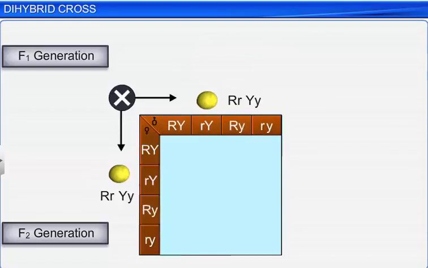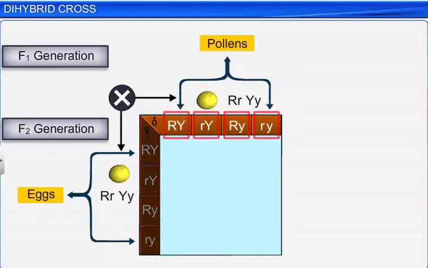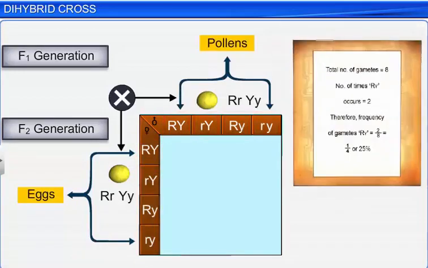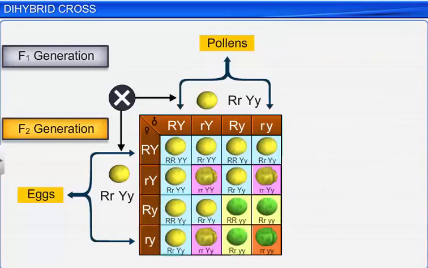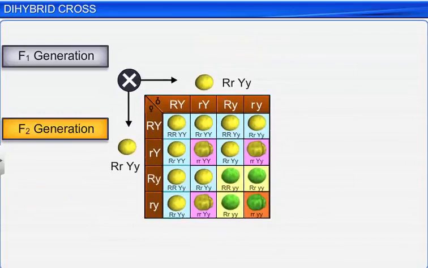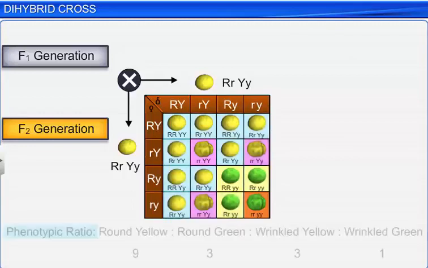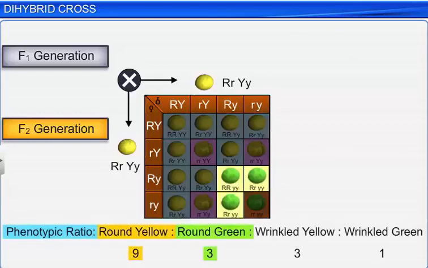In other words, there are four types of eggs and four types of pollen. And as you can see, the frequency of these gametes is 25% or 1/4 of the total number of gametes produced. Now, the allelic composition of the zygotes of the F2 plants can be easily obtained using the Punnett square as shown. As you already saw, there are four different types of phenotypes formed, and the phenotypic ratio is 9:3:3:1.